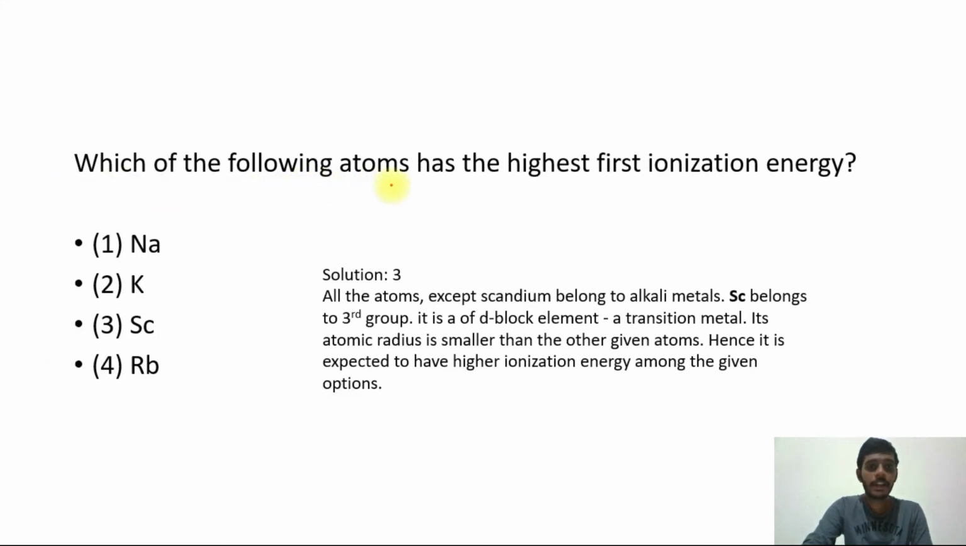Which of the following atoms has the highest first ionization energy? Option 1 sodium, option 2 potassium, option 3 scandium and option 4 rubidium. All the atoms except scandium belong to the alkali metals. Scandium belongs to the third group. It's a d block element, a transition metal. Its atomic radius is smaller than these three. Hence scandium will have a higher ionization energy among the given options.